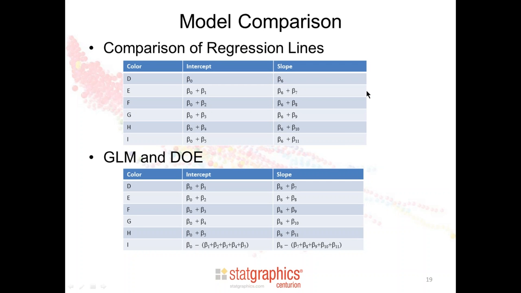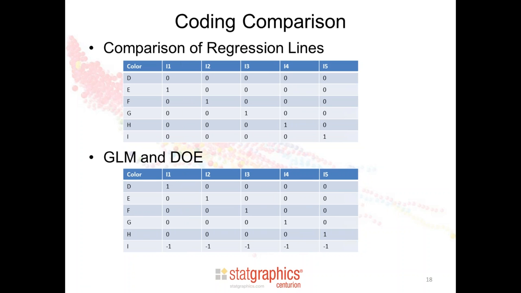The way we just set up the indicator variables, and I think I went one screen too far. There we go. The way we set up the codes for the indicator variables when we just ran the comparison of regression lines is we defined five indicator variables. Each variable took the value 1 for a particular color and 0 for all the other colors.